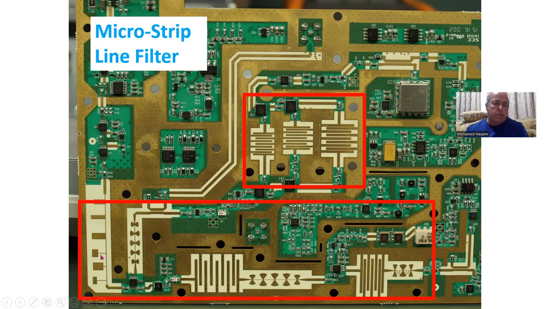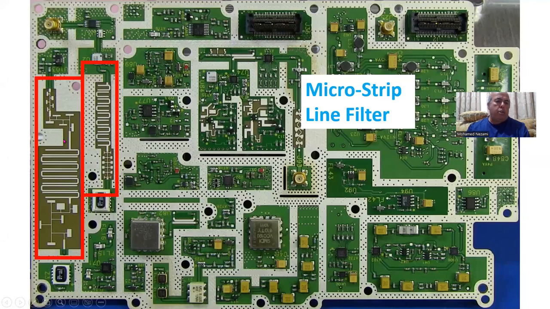Here's another filter. You can see these thin lines in here. Preferably we would want to avoid using these because they are highly impacted by temperature variations of the substrate, mechanical tolerances, and fabrication tolerances as well. Because as you know, from one PCB house to another you end up with different processes, and you could end up with a lot of issues on these, okay?